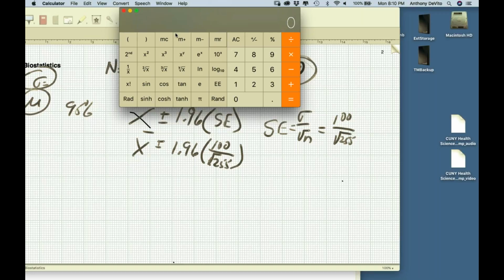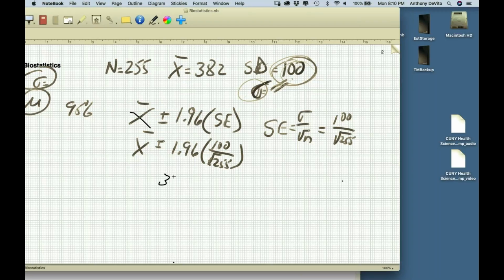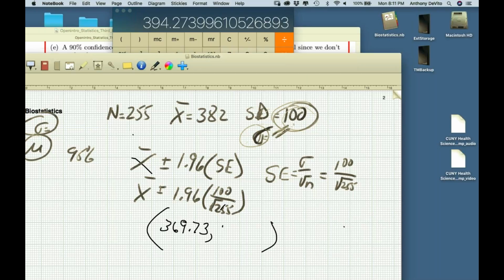So I'm going to add and subtract that to our X bar, our sample mean, which was $382. 382 minus our margin of error is equal to $369.73, and the upper limit is $382 plus our margin of error, which is going to be $394.27.